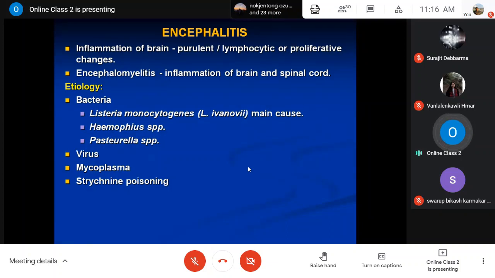And if it is the inflammatory condition of the brain as well as the spinal cord, then we call it encephalomyelitis. So the etiology, the causes are bacterial organisms like Listeria monocytogenes, Haemophilus, Pasteurella, viral infections, Mycoplasma, then strychnine poisoning and all. So these are some common etiological agents.